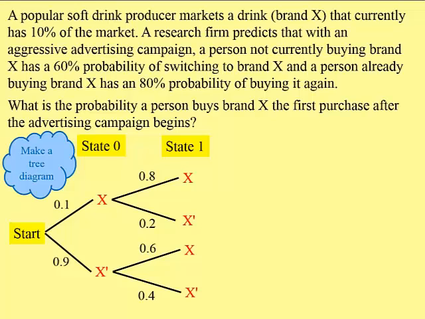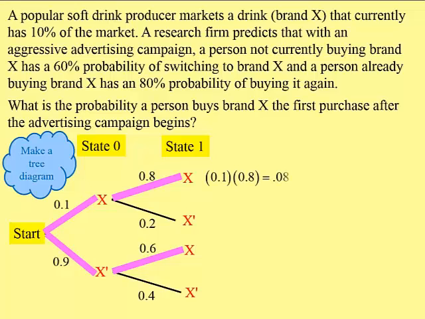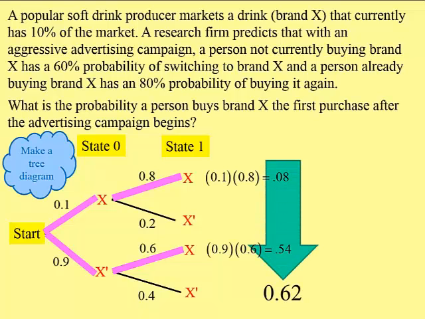So the probability a person buys brand X, the first purchase after the campaign begins, would be the branches that end in X. And from Chapter 8, we know that what we need to do is to multiply out to the ends and then add those up. And so there's our probability. Now what we want to do is see how to employ matrices to do this.